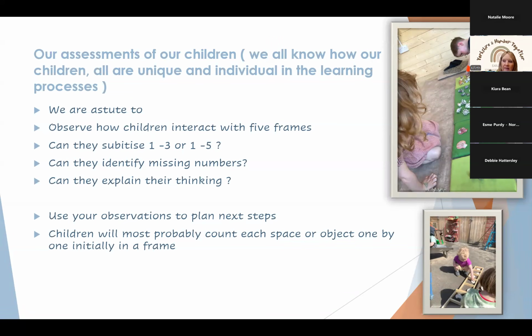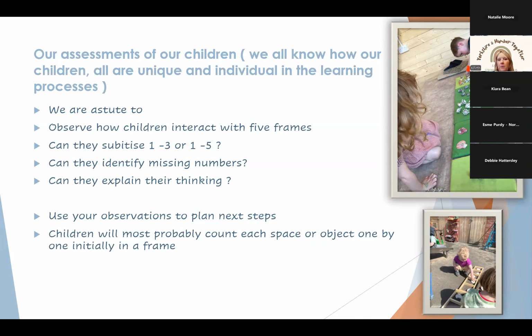Can they subitize 1 to 3, 1 to 5? Can they place the objects in the five frames? Can they identify the missing numbers, how many more they need? Can they explain their thinking, which is just where we want them to be when they're ready for school, explaining the critical thinking, the problem solving. And then you use your observations to plan your next steps, where your child's at.